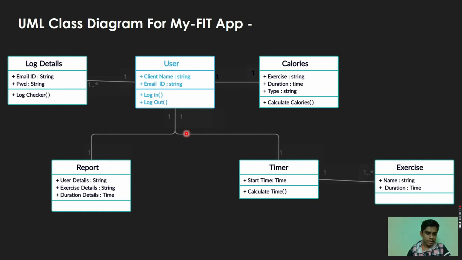Now, let's discuss the UML class diagram of this. The user or the customer will have their name and email ID for login and logout. And each user has their own exercise, duration and type so that each one can have their own calculated calories. Each user has a unique report containing the details of their name, exercise and duration. Moreover, users can calculate the duration of each exercise.